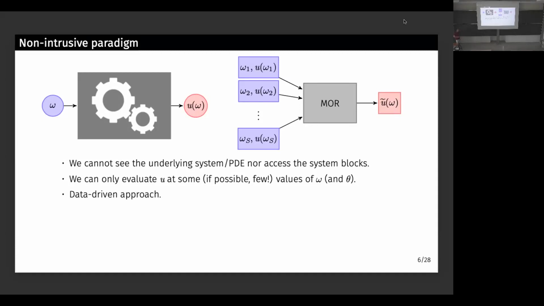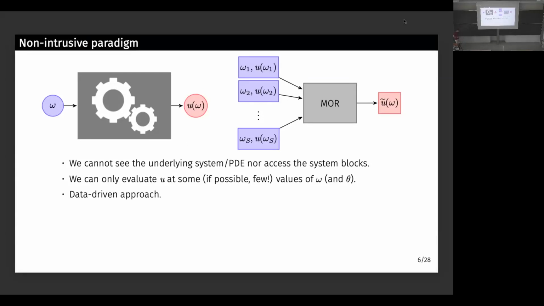The only thing we can do is we have this black box mysterious function that we can feed a value of omega into, and we obtain the corresponding solution. Okay, this is going to be a black box solver, for instance. And of course, this means that our model reduction approach will have to be data driven, in the sense that the only thing we have to build our surrogate with are the samples of the function, no information on the system itself.